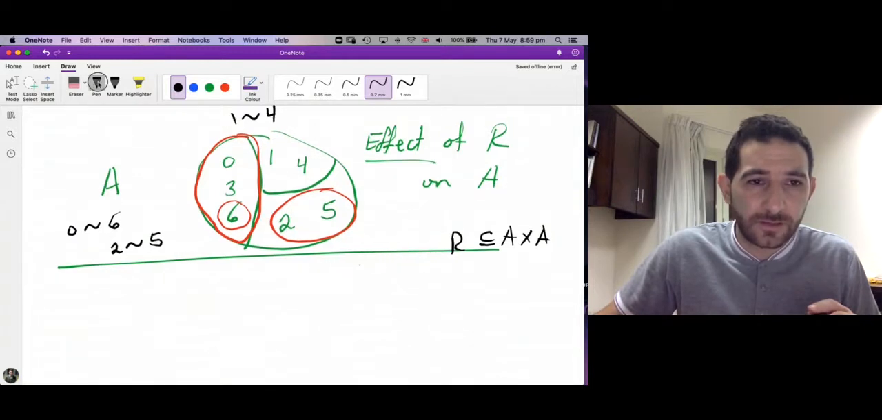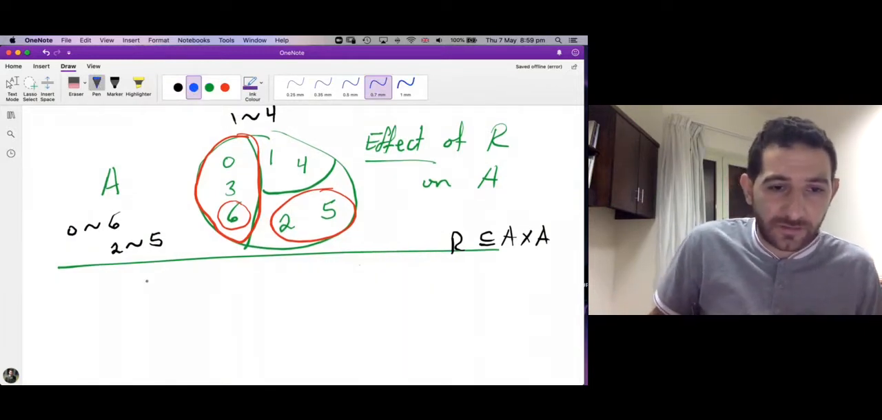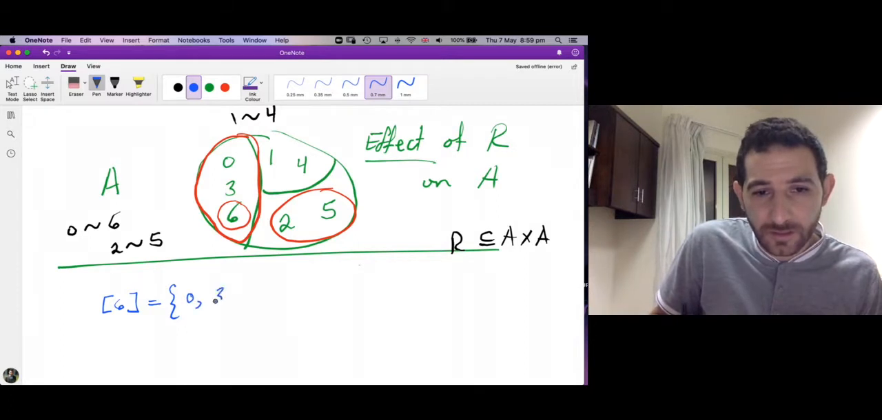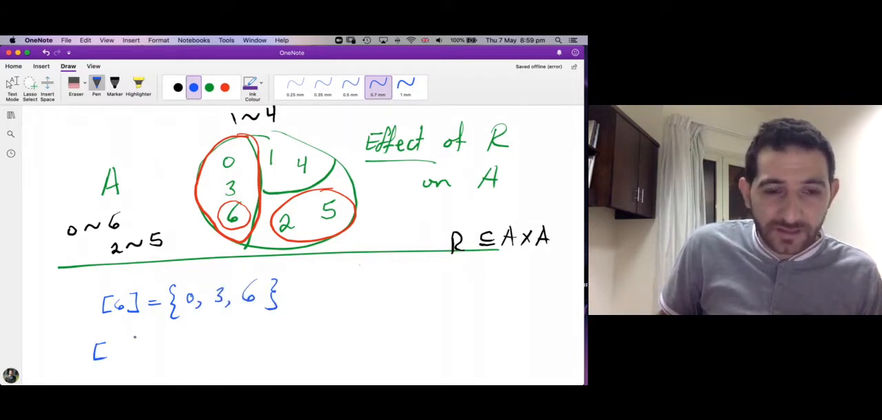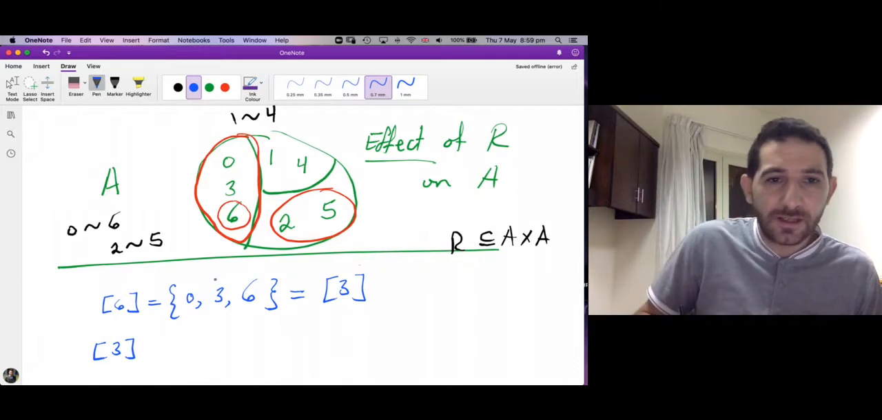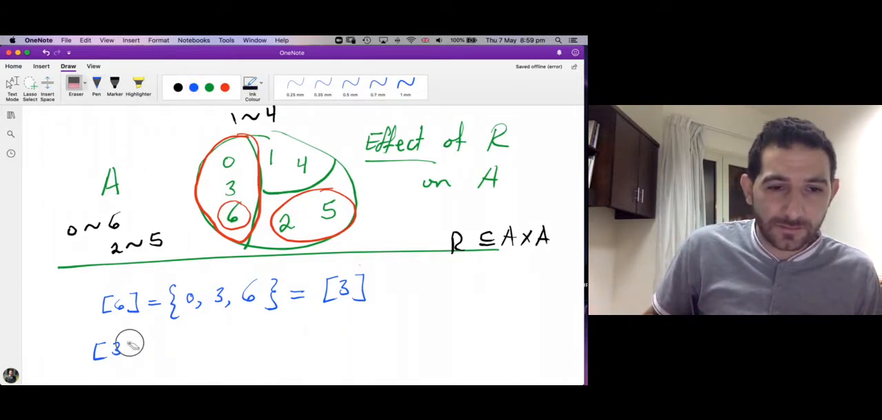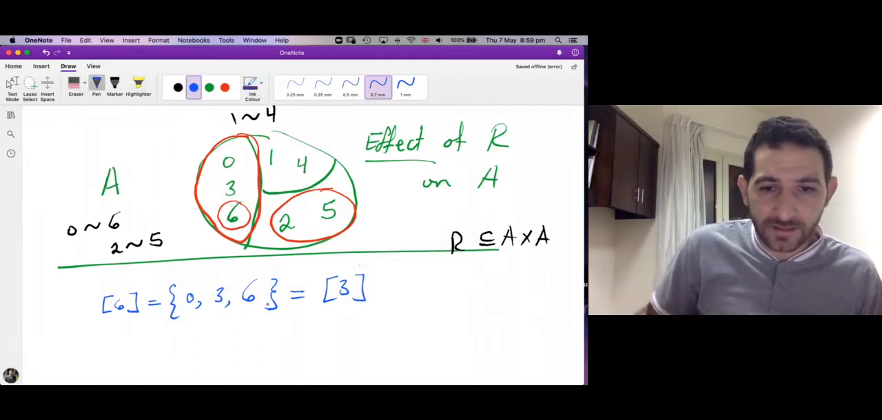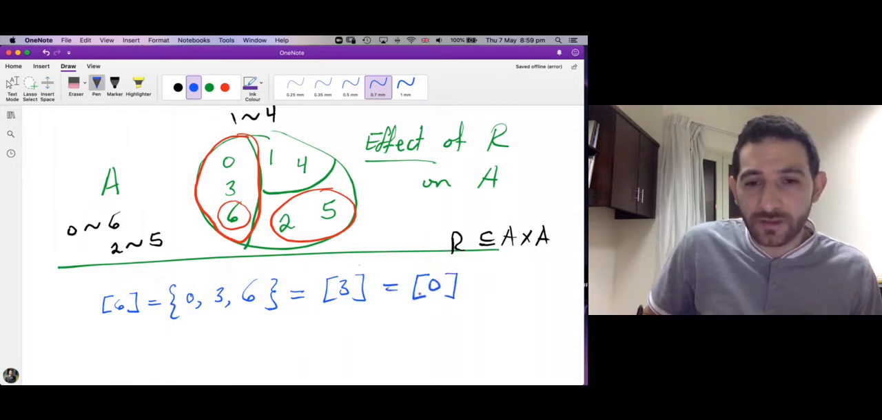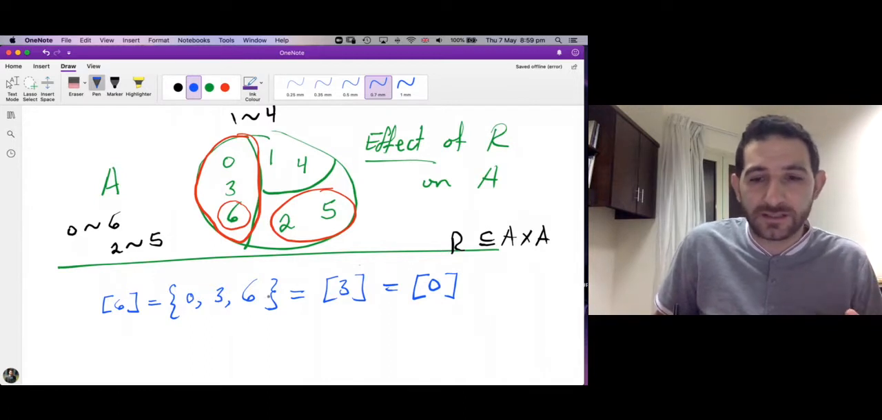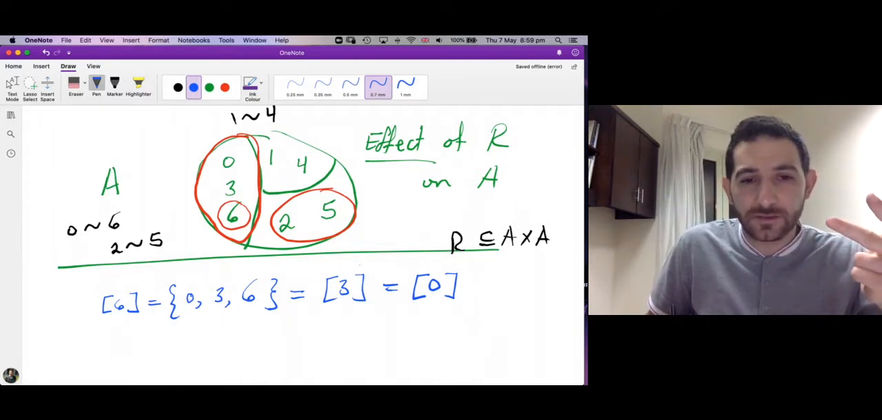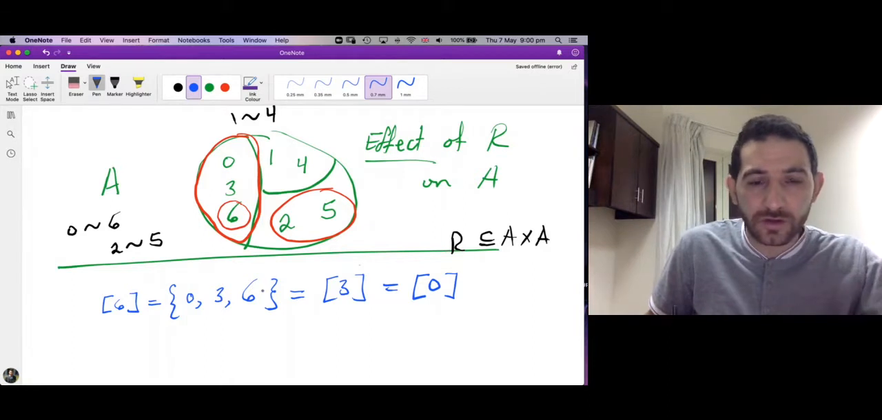Here we write that the equivalence class of 6 in this example is all the elements which are related to 6, which are 0, 3, and 6. And the equivalence class of 3 is also equal to the same equivalence class as 6, and also the equivalence class of 0 is all the elements related to 0, which are these 3 elements, 0, 3, and 6. Okay, why? Because 0 is related to 0, 3 is related to 6, 6 is related to 0 as well, and 3 is related to 0, because they are all congruent modulo 3.